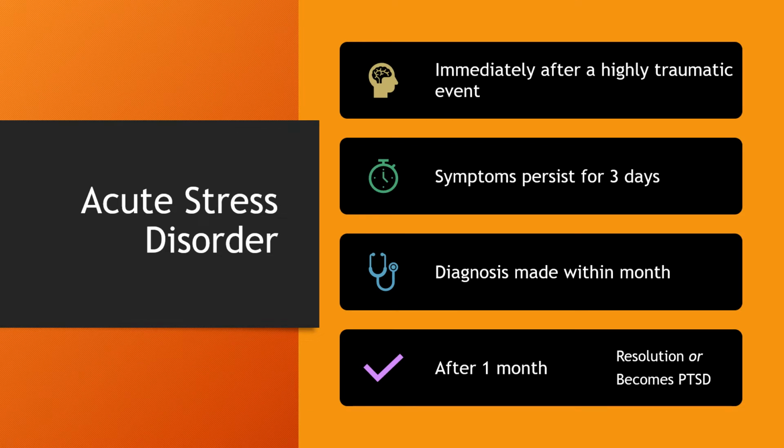All right, acute stress disorder. This is immediately after a highly traumatic event, which can cause anxiety or detachment. These symptoms persist for about 3 days or longer, but they do not last for more than a month. After a month, the stress response should be resolved. If it's not resolved, then it becomes PTSD. So remember, this is our acute stress, not our long-term chronic stress.